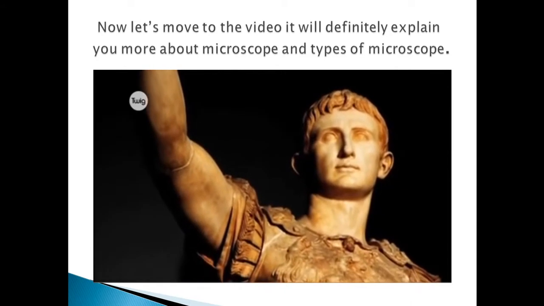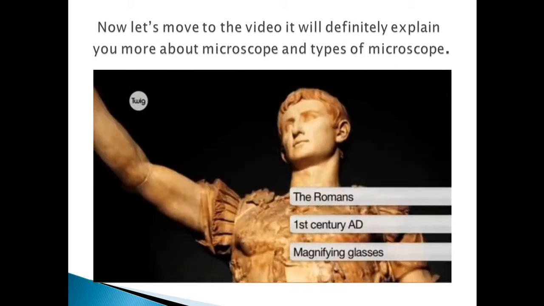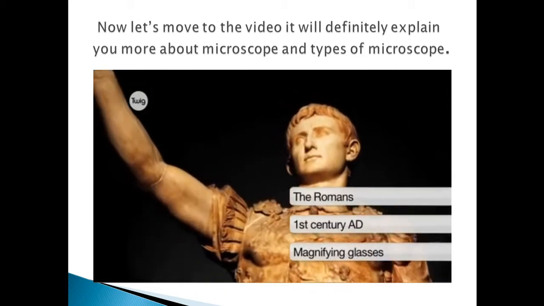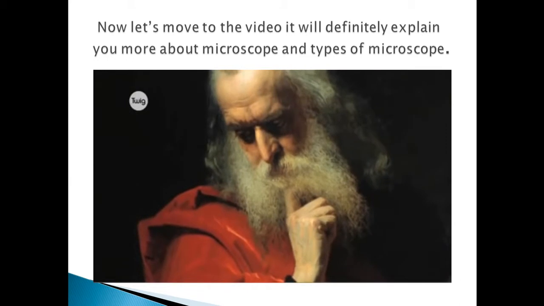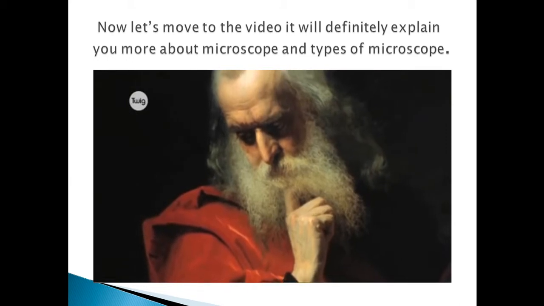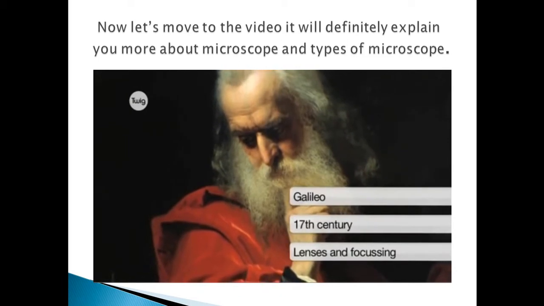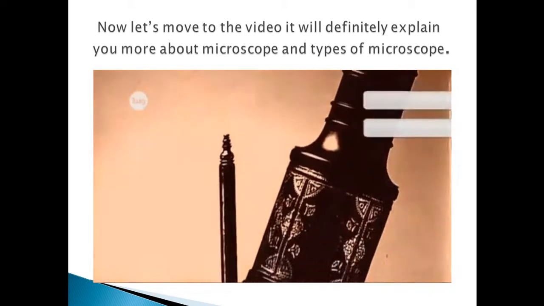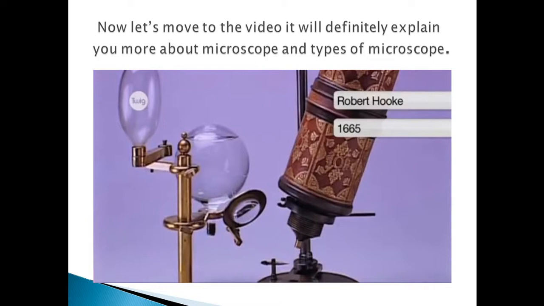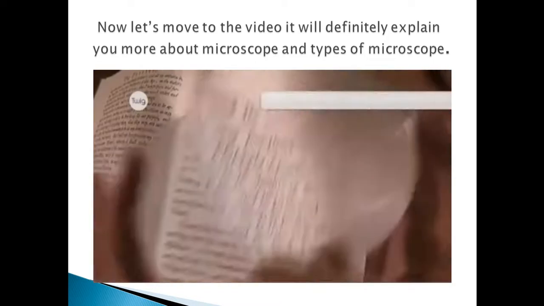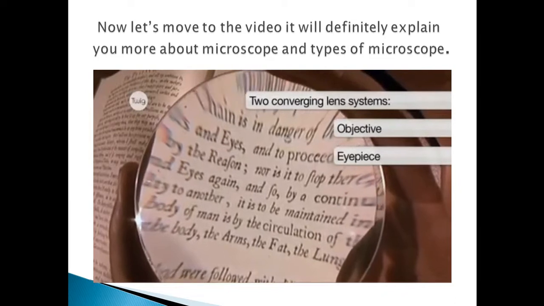Magnifying glasses are mentioned in the writings of Roman philosophers during the 1st century AD. But it wasn't until the 17th century that Galileo, the father of modern physics and astronomy, formulated the principle of lenses and focusing. Robert Hooke built the first usable British compound microscope in 1665. It was a light microscope with two converging lens systems, the objective and the eyepiece.